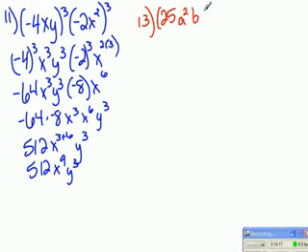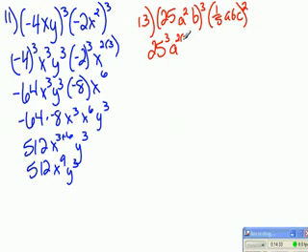A squared b, all to the 3rd power. And then we have 1/5 abc, all squared. So I'm going to take those powers through the parentheses again. So 25 to the 3rd, a to the 2 times 3, b to the 3rd, times 1/5 squared, a squared, b squared, and c squared.